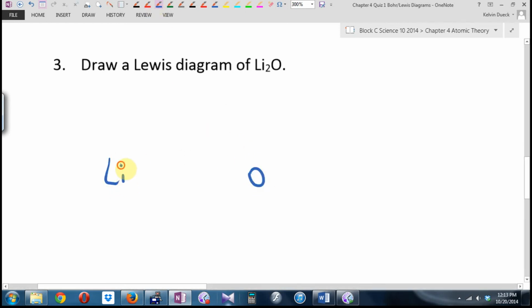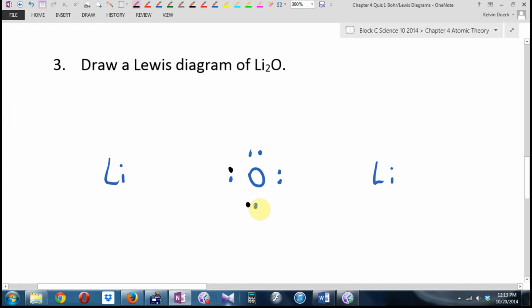Lithium here, lithium here. Oxygen normally has 1, 2, 3, 4, 5, 6. Lithium, don't write this down, this is wrong, normally has 1, but each lithium wants to lose their outer shell electron. I'll change colors just to show you that those extra electrons, one of each, came from lithium.